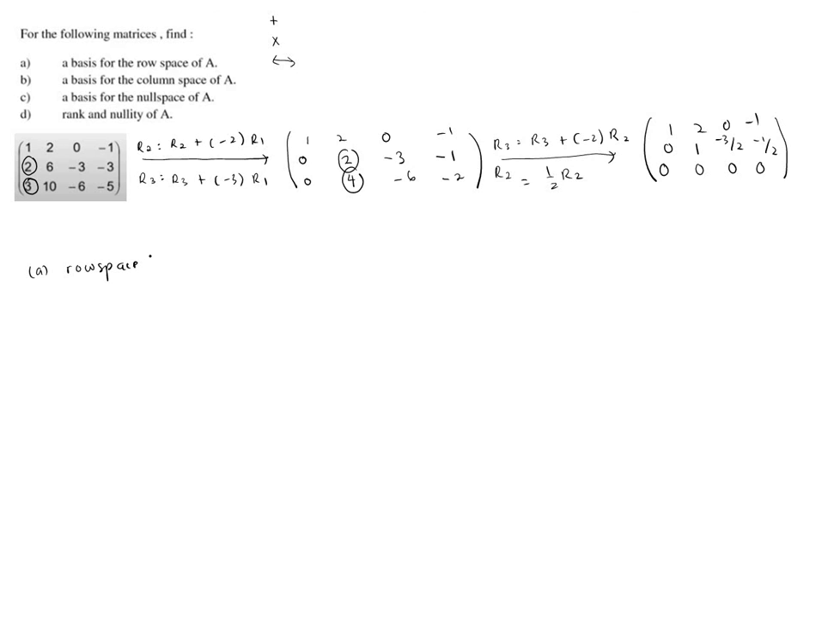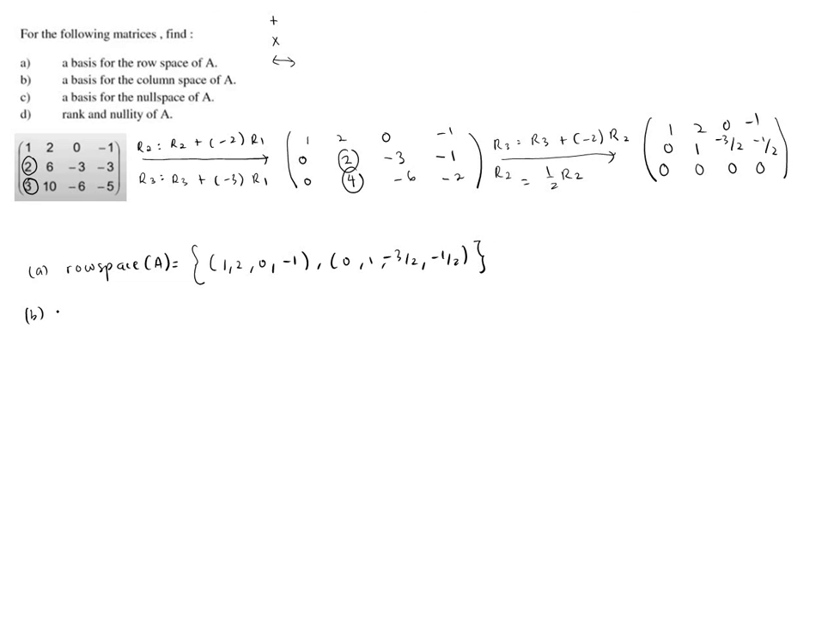Row space of A. Okay, how many leading ones do we have? Look at row 1, row 2 and row 3. So we have row 1 and row 2. Row 1, the entries are 1, 2, 0, negative 1. And from row 2, 0, 1, negative 3 over 2, negative 1 over 2.